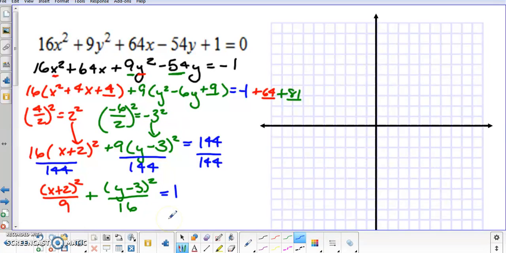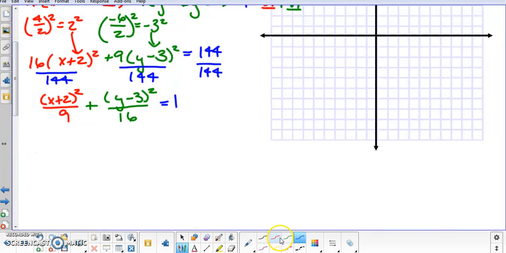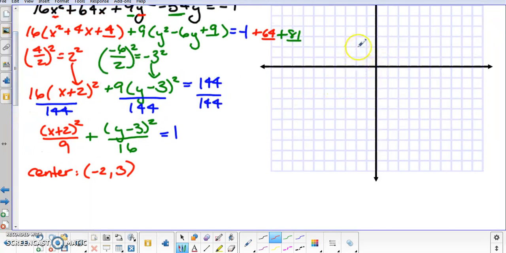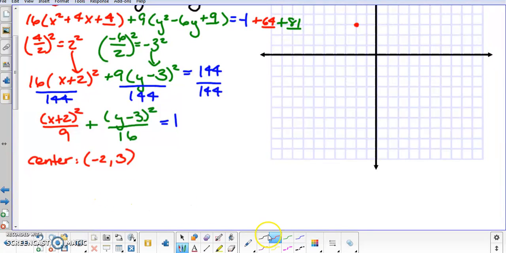Okay, so for this one, I could find everything I needed to, where I could go ahead and find that my center is located at negative 2, positive 3. So I'm going to go ahead and find that over here at negative 2, positive 3. And then I'm going to have my vertices and my co-vertices.